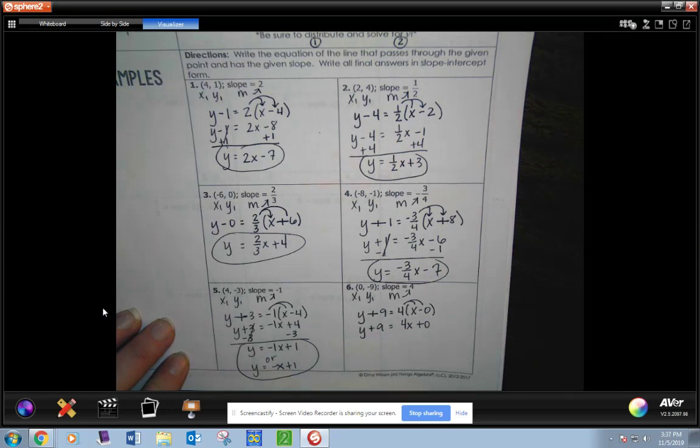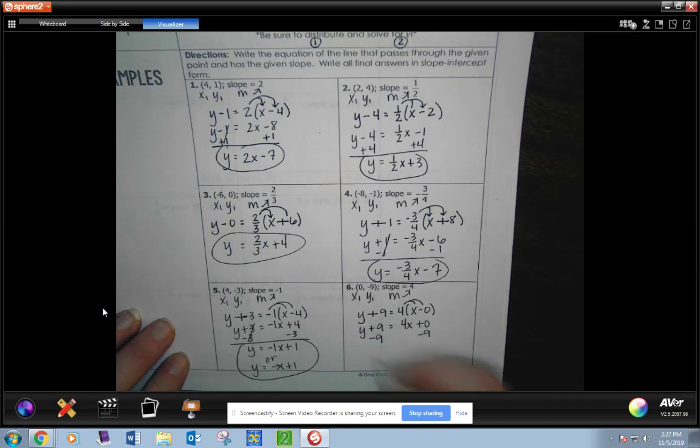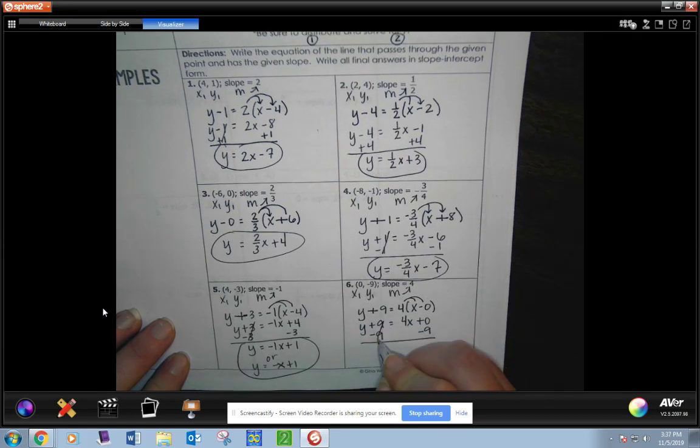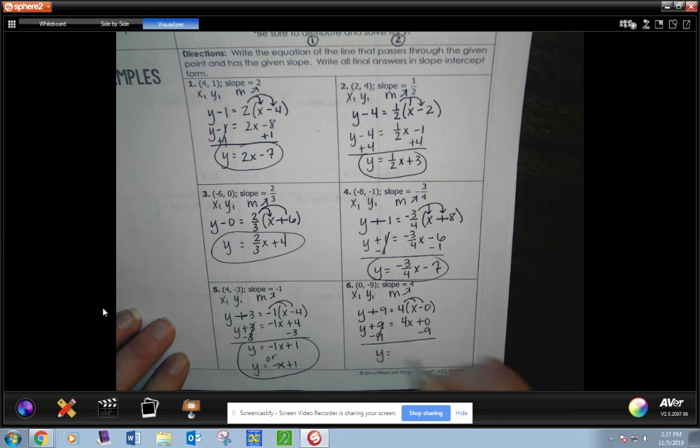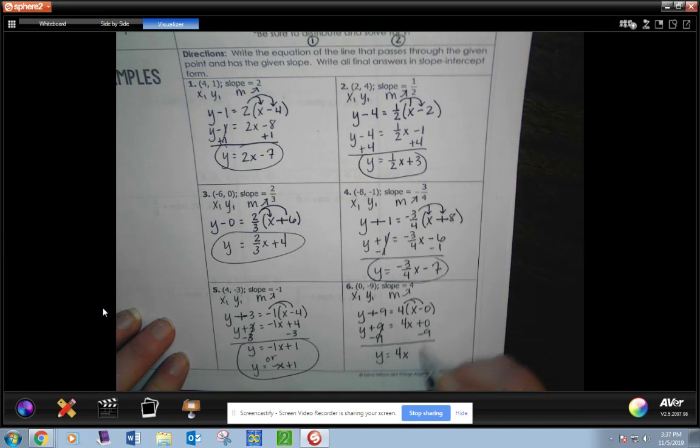I bring down y plus 9, and to get y by itself, I have to subtract 9. Now, when I subtract 9, I'm not subtracting it from 4x. I'm subtracting it from the 0. So this is why the 0 might be beneficial. A positive 9 and a negative 9 cancel to give me y equals. I keep 4x, and 0 and a negative 9 make negative 9.